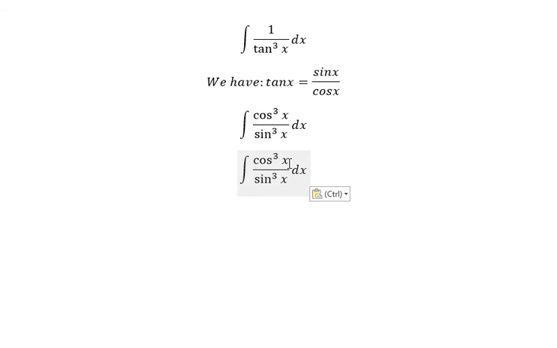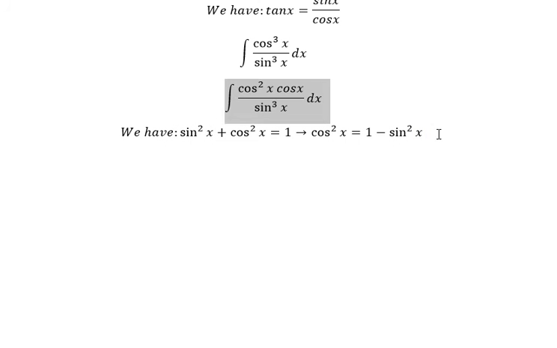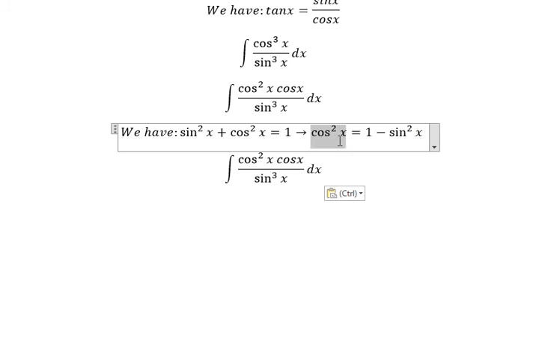Next, about cosine s to the power of 3, we can separate it into cosine s to the power of 2 with cosine s. We have sin s square plus cosine s square equals 1. In this situation, we change cosine s square: cosine s square equals 1 minus sin s square. So we change cosine s square into 1 minus sin s square in here.